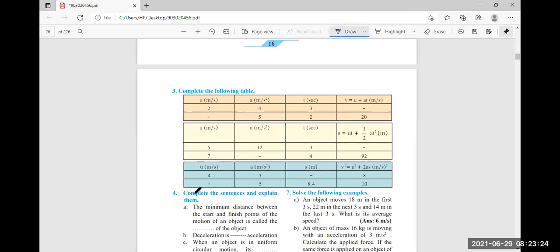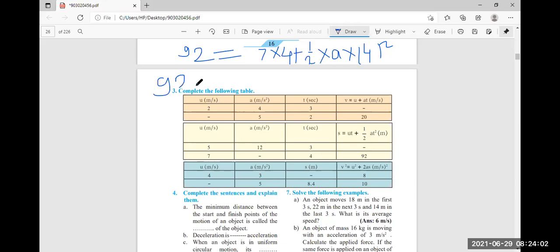Now the second example is here: 7, 4, and 92. S is given here, 92, so you have to write 92. U is given, 7. T is given, 4. The A value is not given here, so we have to write the A value as it is, A. And T square, T's value means 4 square here. So here 92 as it is.